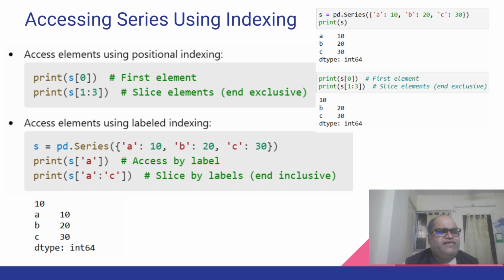Now let's look at accessing elements using labeled indexing. So you have A 10, B 20, C 30. If you print S['A'], you access by label, that is you get 10. And if you print from A to C, then your labels are inclusive, so here you are going to get A 10, B 20, C 30. If you are indexing by labels, your output is going to be inclusive.